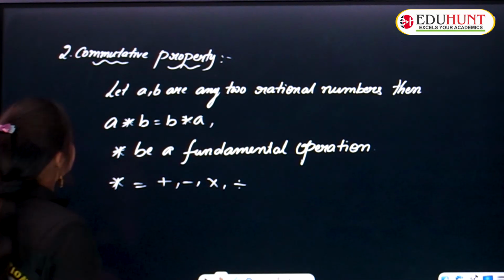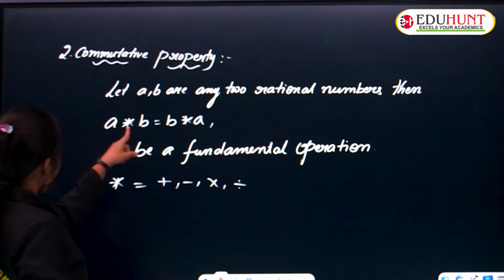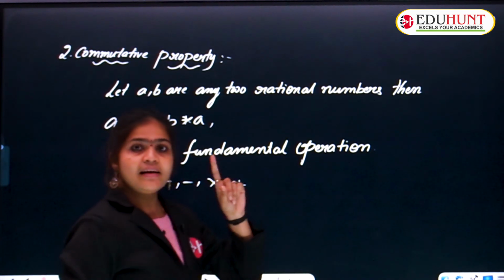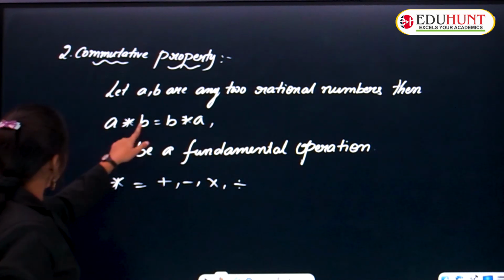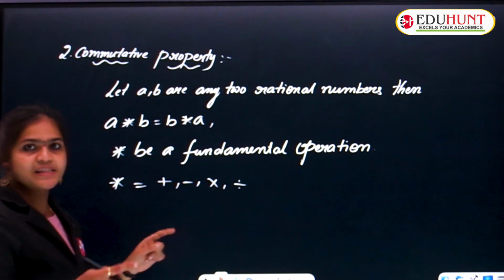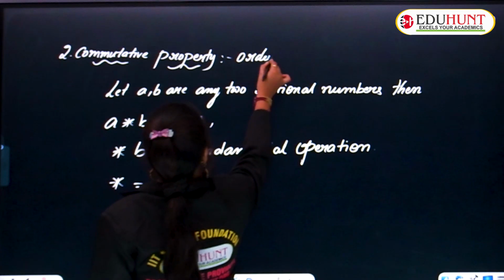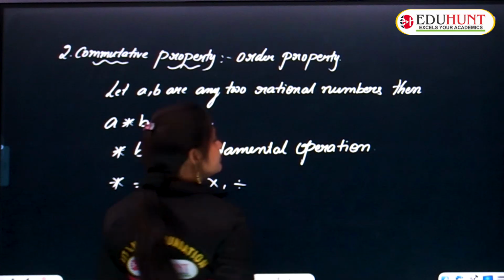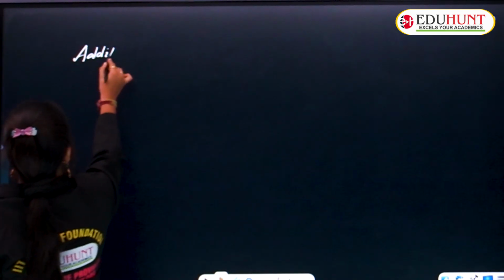Okay, ma? Now here see, let a, b be any two rational numbers. Just observe that a star b is equal to b star a. By observing this, what can we say? Its order we can change here. Understand? Here AB is there, here BA is there, which means the order changed. That's why this property is also known as the order property. Understood, ma?